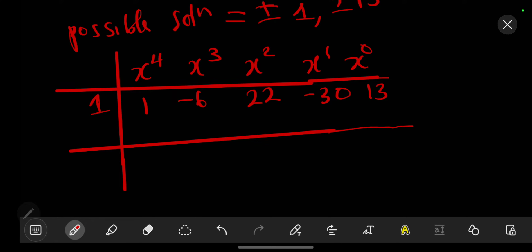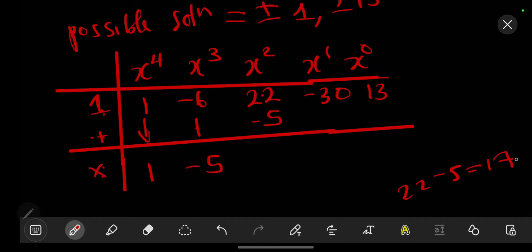So what we are going to do is that we are going to drop this value. So here we are multiplying, so we drop the 1, then add here. So 1 times 1, it will give us 1. Then add negative 6 plus 1, it will give us negative 5. Then multiply 1 times negative 5, it will give us a negative 5, like that. Then add 22 plus negative 5, so it will be 22 minus 5, which is equal to a positive 17. So we are going to put a 17 there.